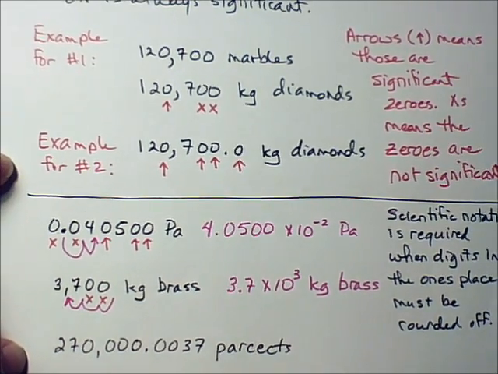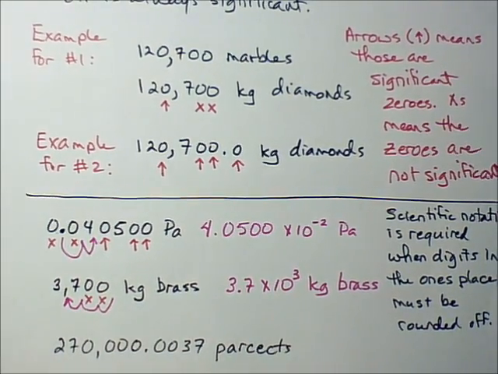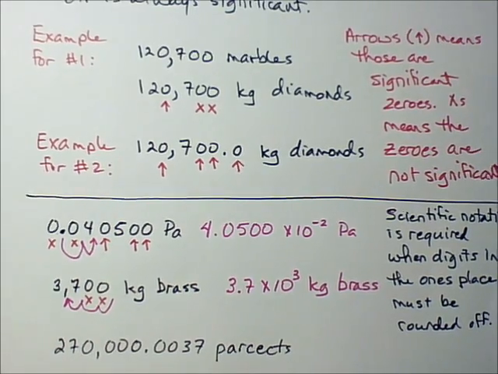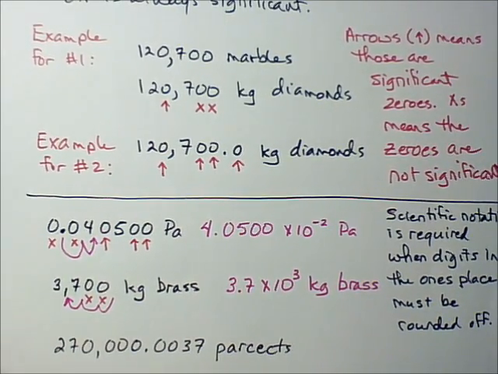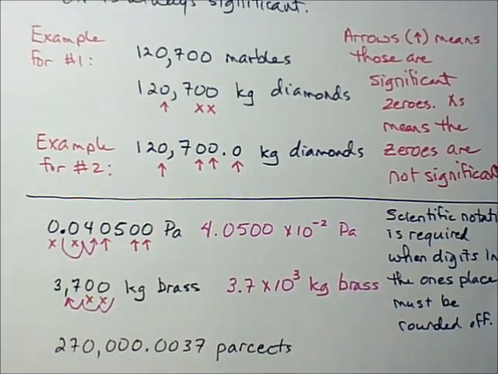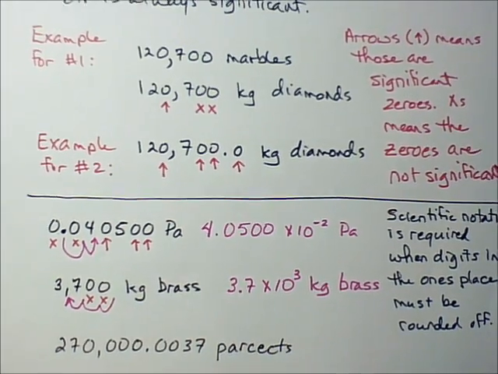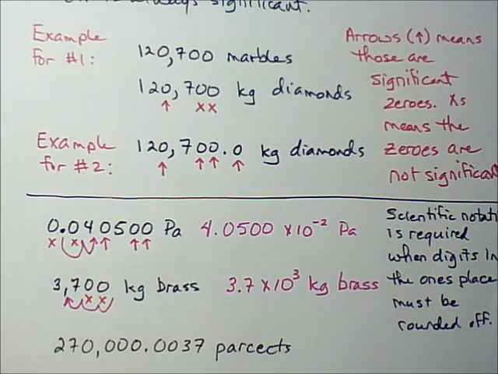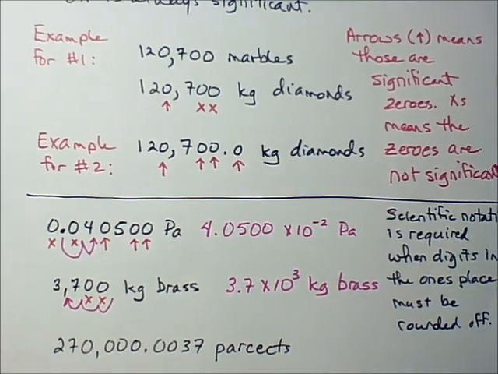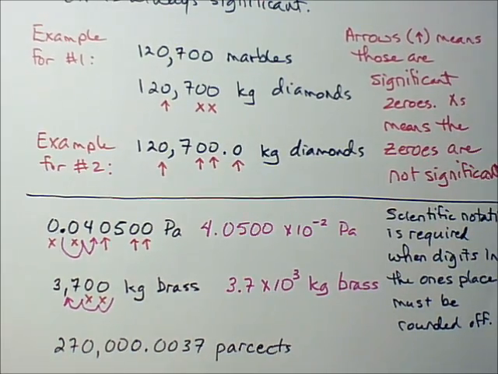Parsecs. I think that's the right spelling. I don't use distances in parsecs very much. That's like distances in space, really long distances. Okay. All right. When you think you know how many significant digits there are, let me know. Raise your hand. How many? There's 4 significant digits? 5 or 6.